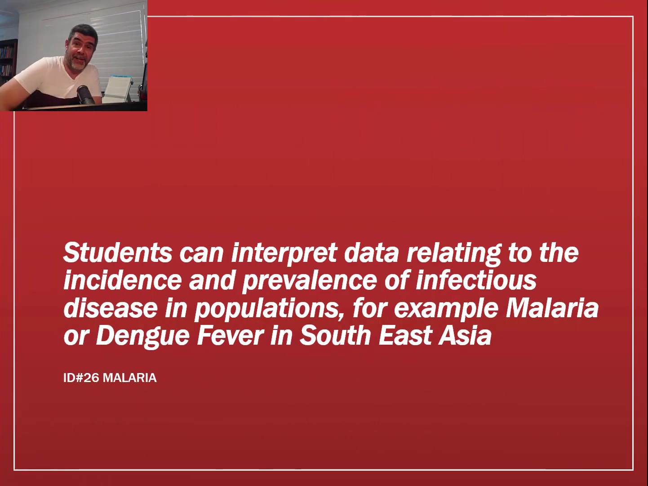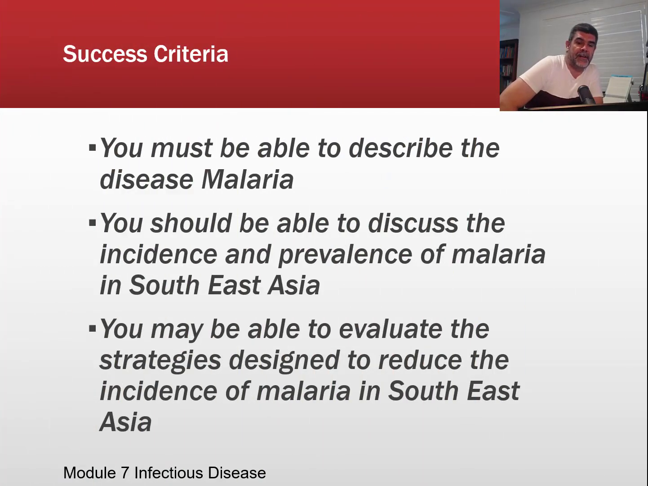I do worry when I say quickly because sometimes the quick ones end up being 12 or 15 minutes, but this one is really a case study. So what you need to do is to be able to interpret data relating to the incidence and prevalence of infectious disease in populations. And two examples, malaria or dengue fever in Southeast Asia. So I'm going to quickly focus on malaria.